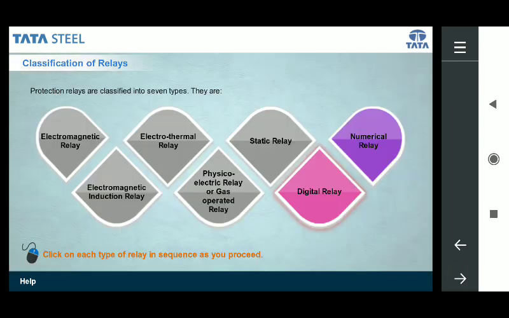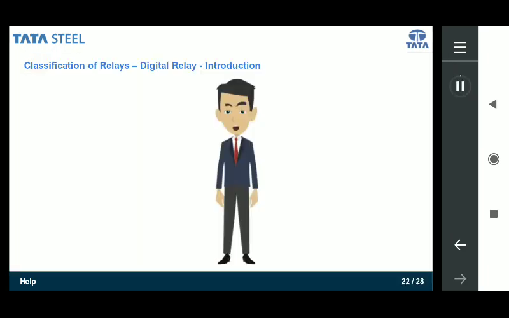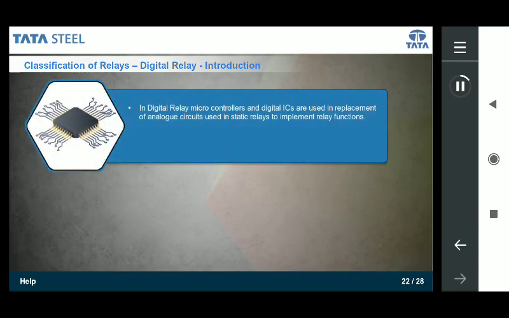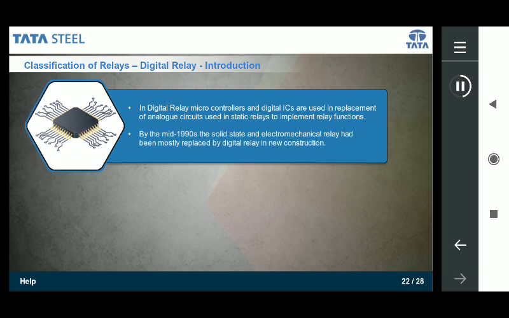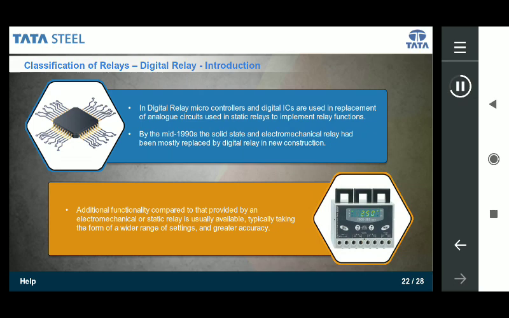Let us now look at the next classification, that is digital relay. In digital relays, microcontrollers and digital ICs are used in replacement of the analog circuits used in static relays to implement relay functions. By the mid 1990s, solid-state and electromechanical relays had been mostly replaced by digital relays in new construction. Additional functionality compared to that provided by an electromechanical or static relay is usually available, typically taking the form of a wider range of settings and greater accuracy.